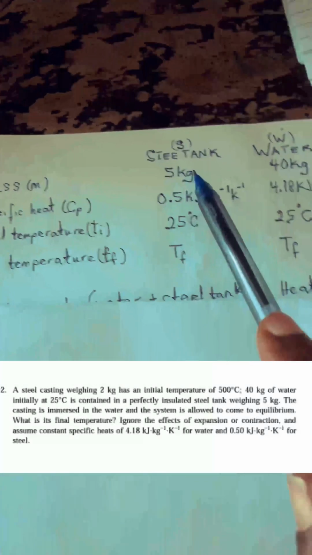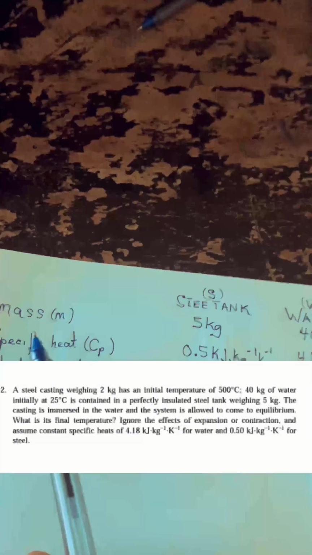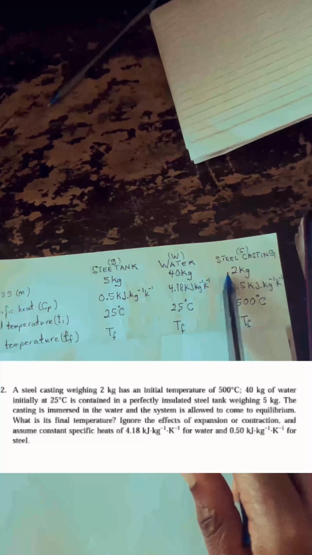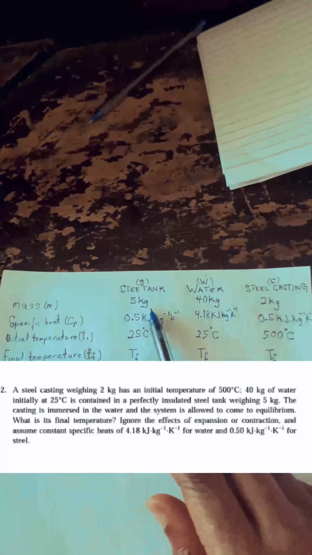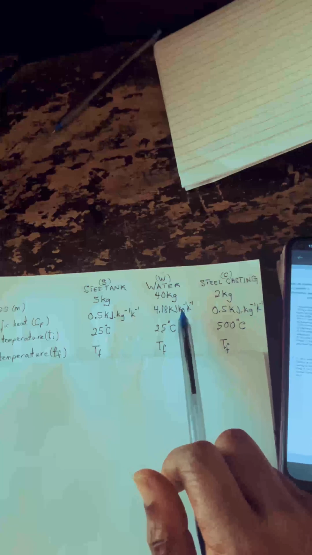So we can start by writing the data. For the steel tank, the mass is 5 kg, that of water is 40 kg, and that of the steel casting is 2 kg. The specific heat capacity for the steel tank is 0.5, and that of water is 4.18 kilojoule.